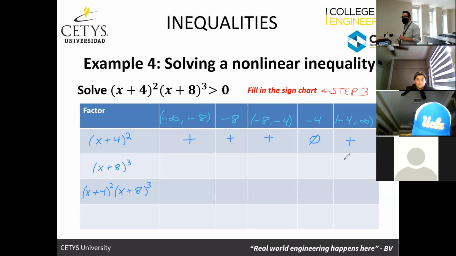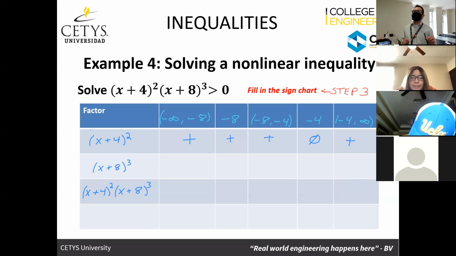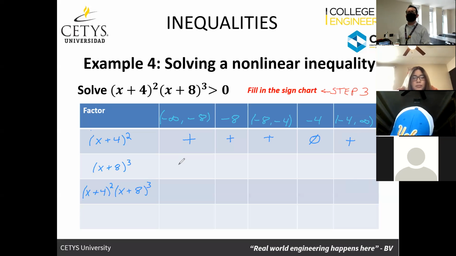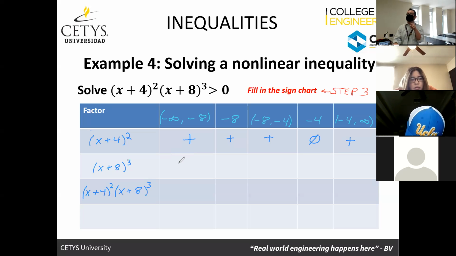Now let's see. Anna, are you there? Yes. Hi, Anna. Help me out with the second row. If I substitute any number between minus infinite and minus 8 in the second factor, what am I going to get? Choose any number you want, and let's see what we get there. Is it from negative infinite to negative 8? Yes. Okay, so negative 9. If I substitute negative 9 plus 8, it's going to be how much? It's going to be negative 1.